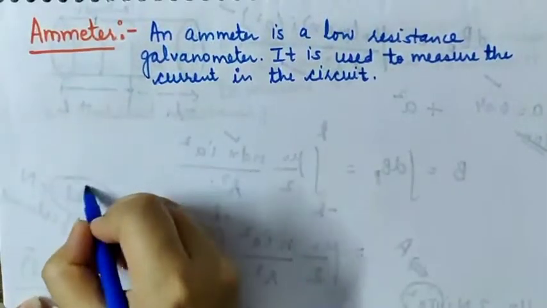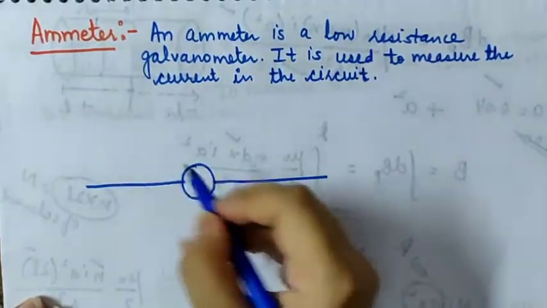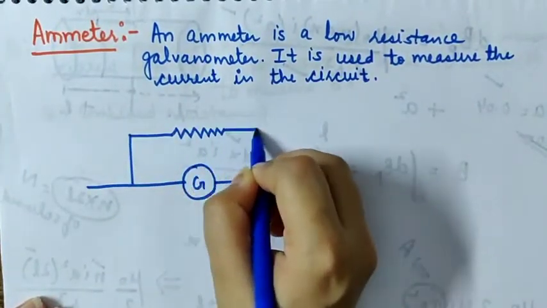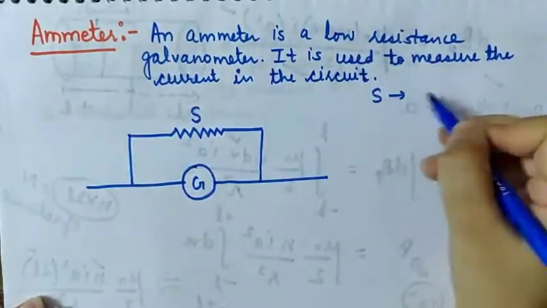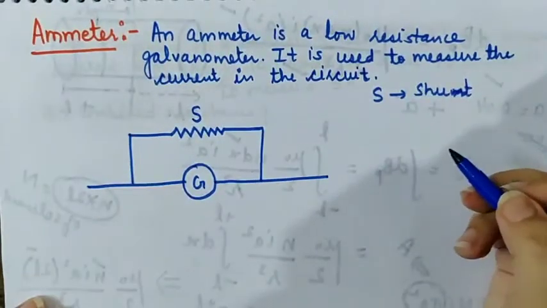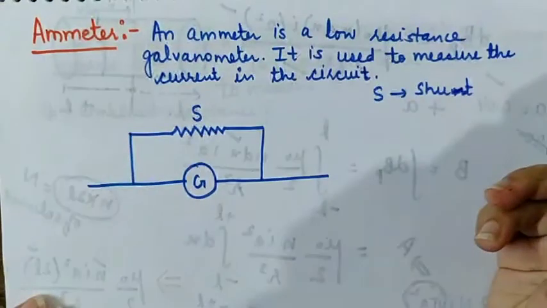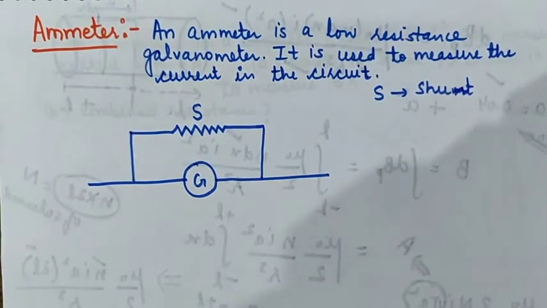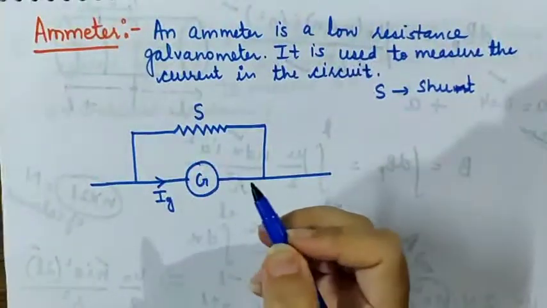So what is done to make an ammeter? A galvanometer is first of all taken. A very small resistance is connected in parallel to it. This small resistance is called S, and it is named the shunt. The word shunt means to make a different passage for the current, to make the current pass through a different path. So earlier the current that was entering the galvanometer was Ig.